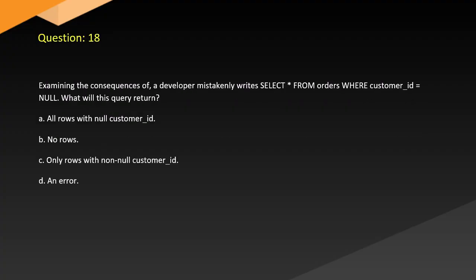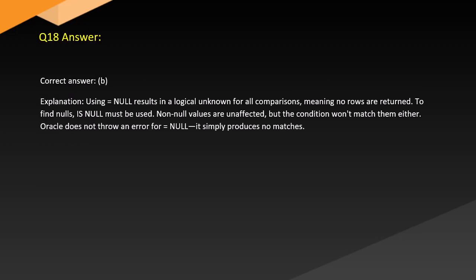Question 18. Examining the consequences, a developer mistakenly writes select star from orders where customer ID equals null. What will this query return? A, all rows with null customer ID. B, no rows. C, only rows with non-null customer ID. D, an error. Answer. Correct answer, B, explanation.